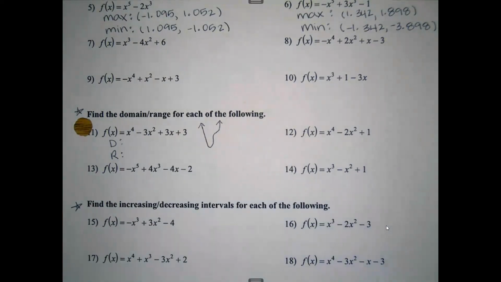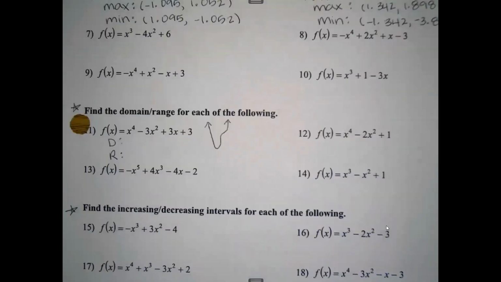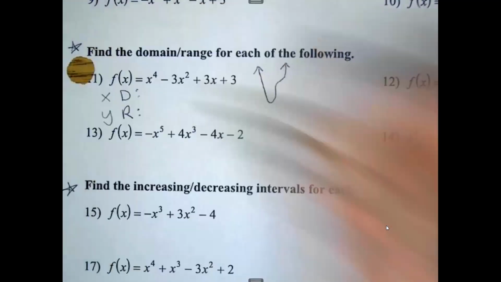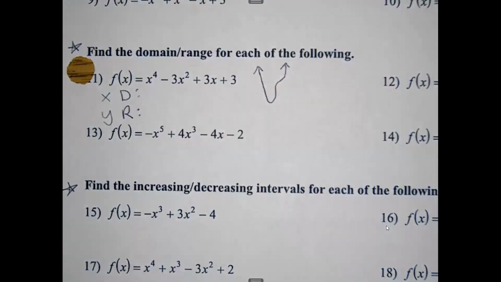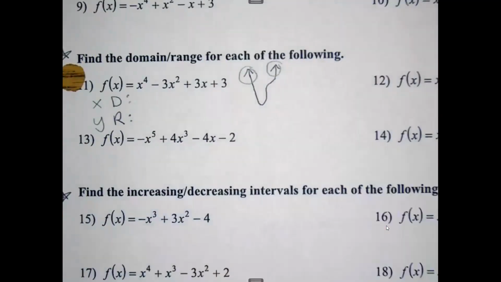And does anyone remember, you might have to look at your notes, which one is X, which one is Y? One of these is X, one of these is Y. Do you guys remember which is which? Domain is x. Domain is the x values. Range is the y values. So the one that is the x values, that one goes from left to right. So we're going to go from the left side to the right side. And if I go from left to right, what values do I see? Yeah, I see arrows. That means I see negative infinity to positive infinity. Does that make sense?